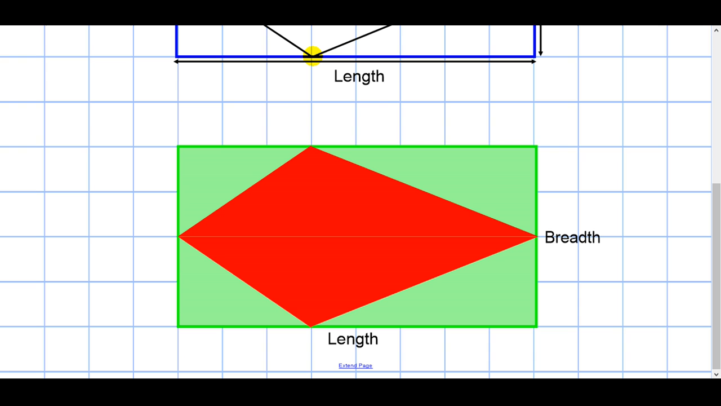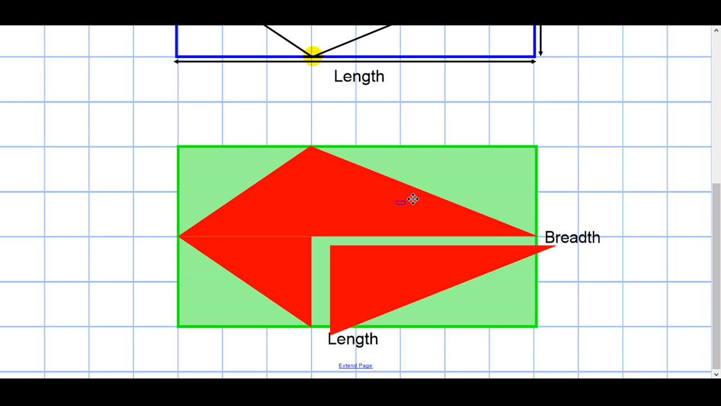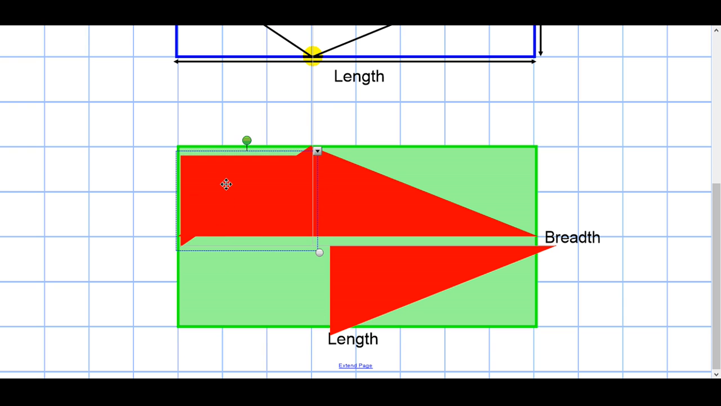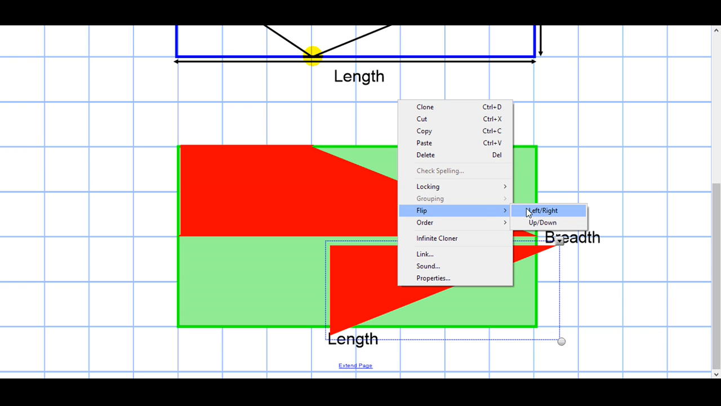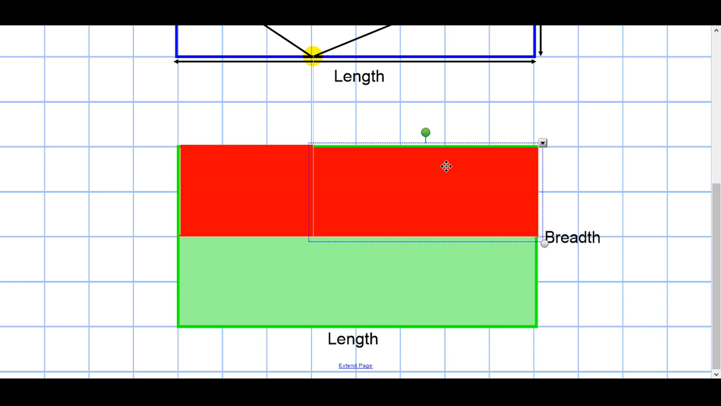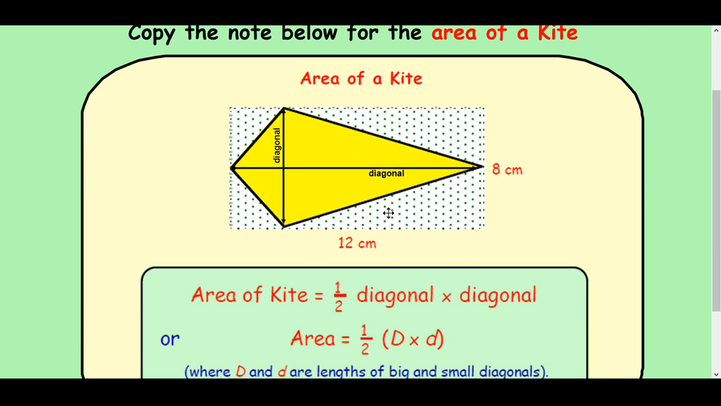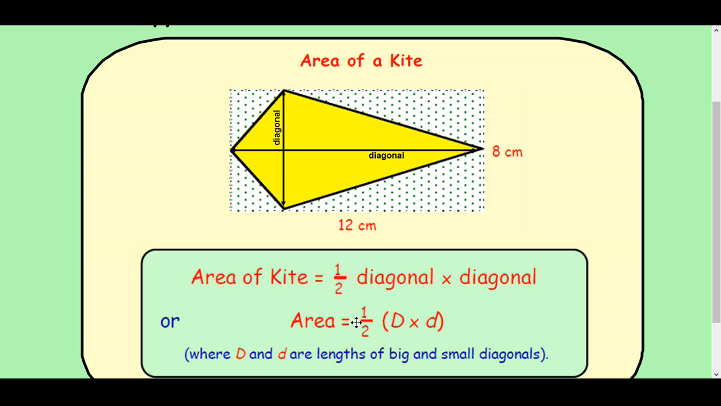Again, if I'm trying to work out the area, I need to work out what fraction it is of the surrounding green bit. And again, what I can do is think about taking bits apart and trying to rearrange it. So what I'm going to do is flip that left and right, and put it up here. And again, hopefully you can see what's going to happen. And I'm going to do the same with this. I'm going to flip it left and right and put it up here. And you can actually see it's exactly the same. It's a half of the surrounding rectangle. So it's quite handy, this, that the formula for a kite is exactly the same as a rhombus. It's a half d times d.